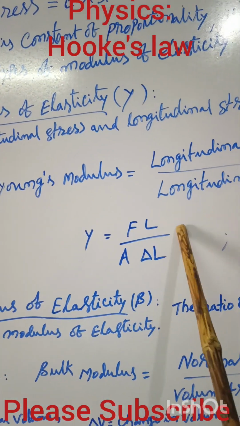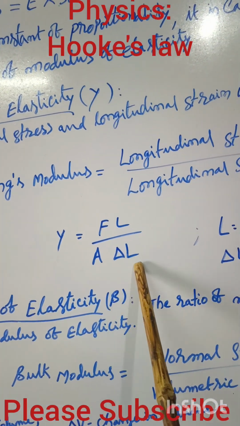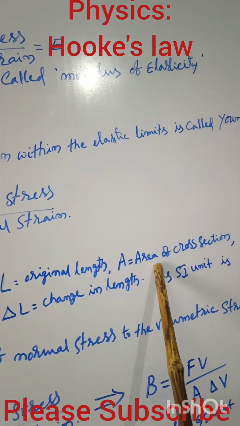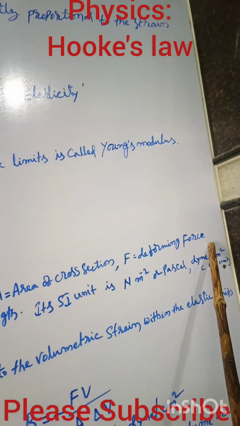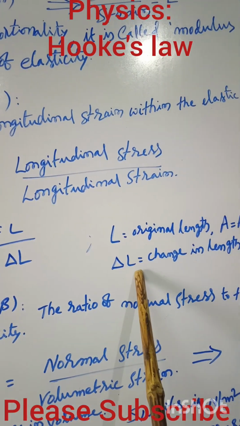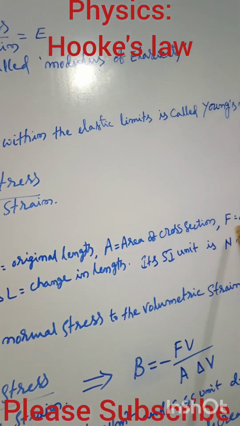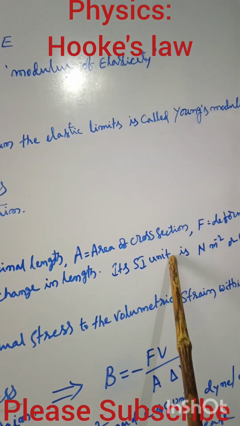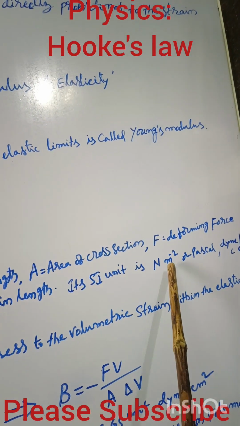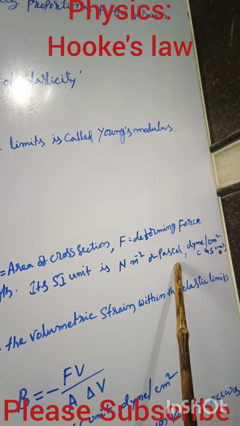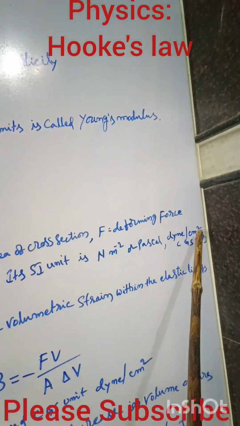Y is equal to FL by A delta L. L is the original length, A is the area of cross section, F is the deforming force, the force applied, and delta L is the change in the length after applying the deforming force. Its SI unit is Newton per meter square, or Pascal. In CGS units it is dyne per centimeter square.